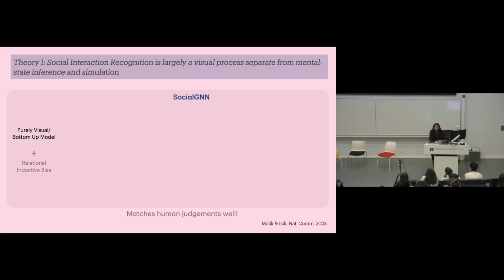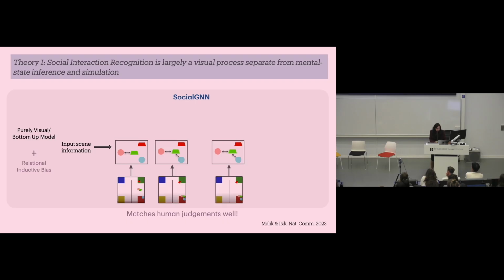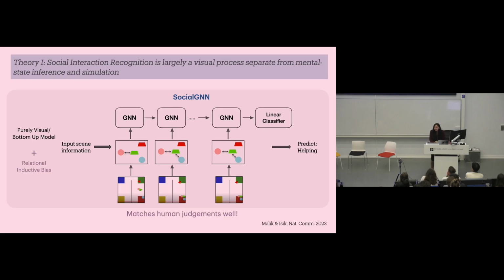We call this model social GNN. Essentially, the model first extracts a visual graph for each frame of the video, which is then processed by a graph neural network, and then information is combined across time by an RNN to finally make a prediction, such as helping.